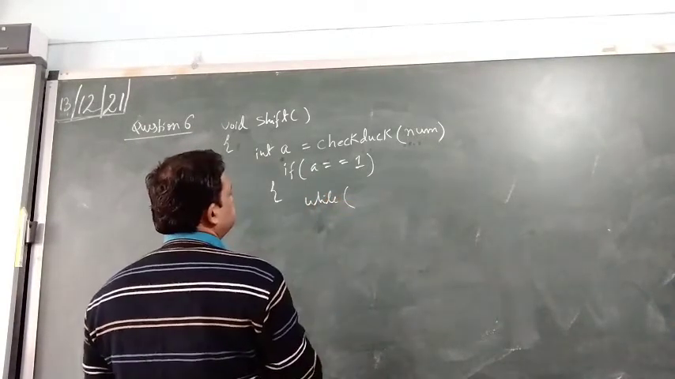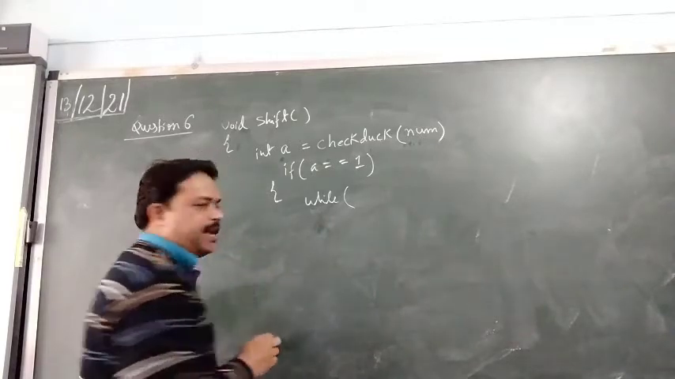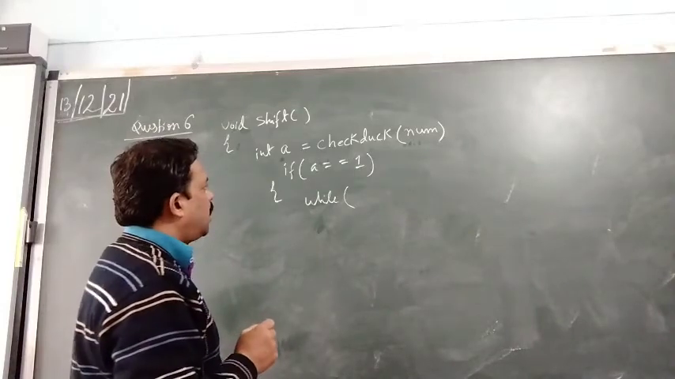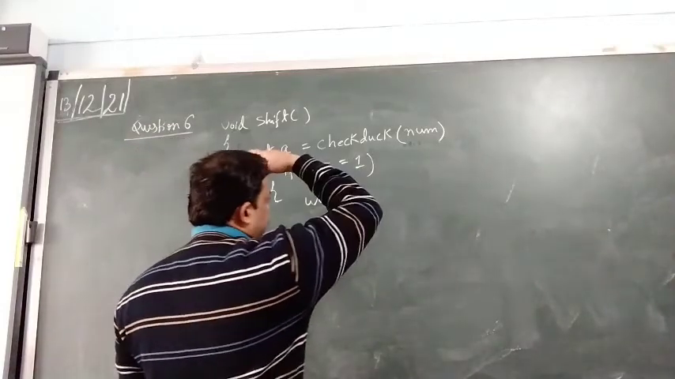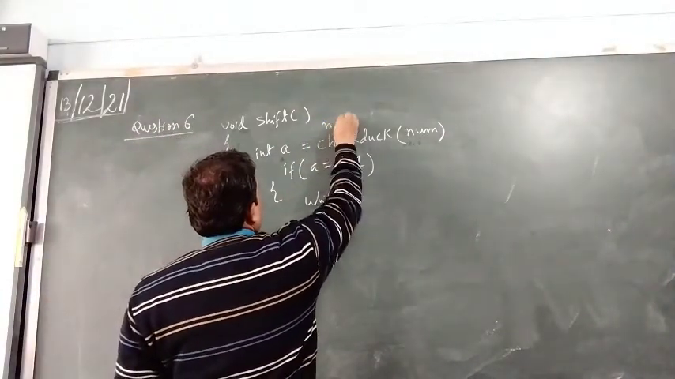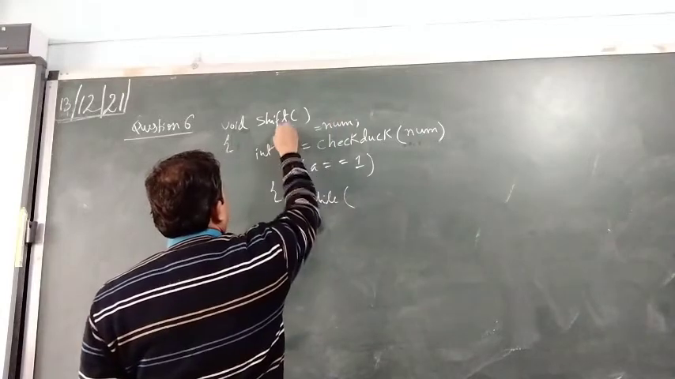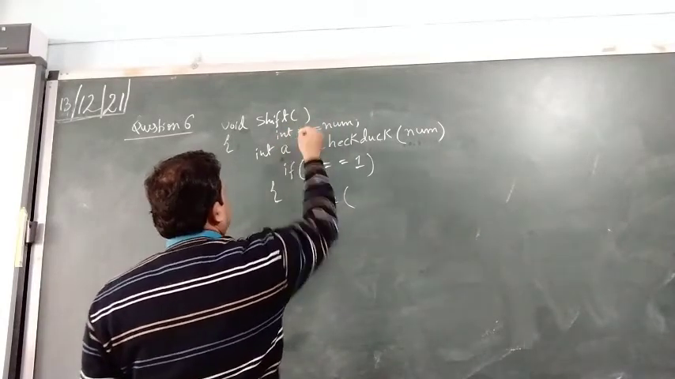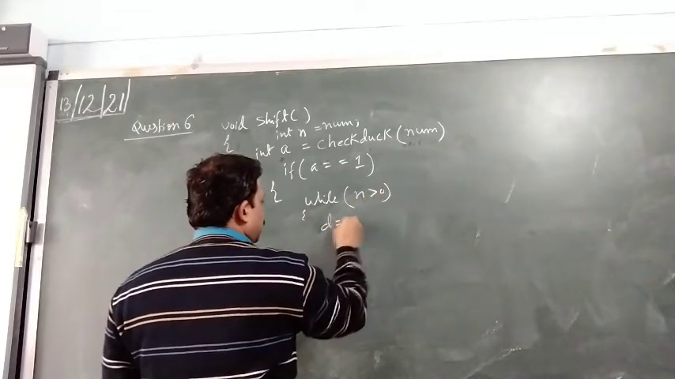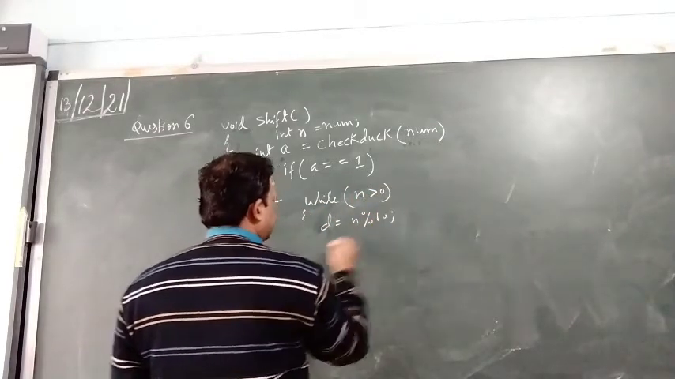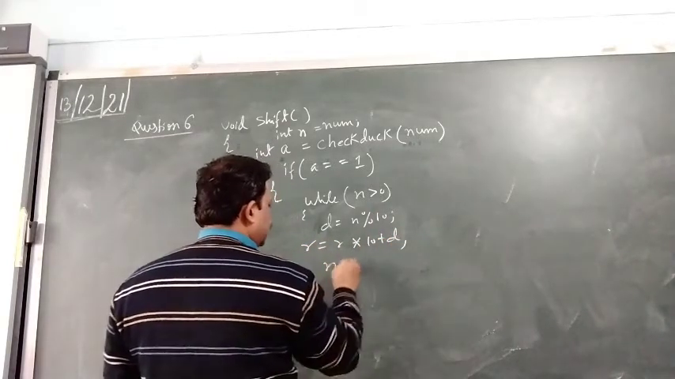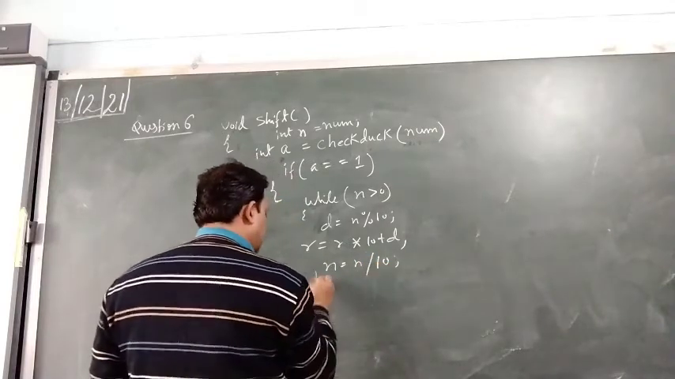Where is that original number? In num. You can use num, otherwise as a precaution, store your num in a local variable, say int n, no problem. So while n greater than 0, d is equal to n mod 10, r is equal to r into 10 plus d, and n is equal to n divided by 10, and close this loop.